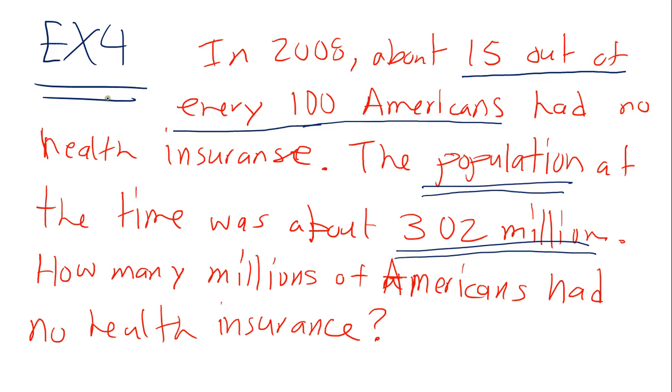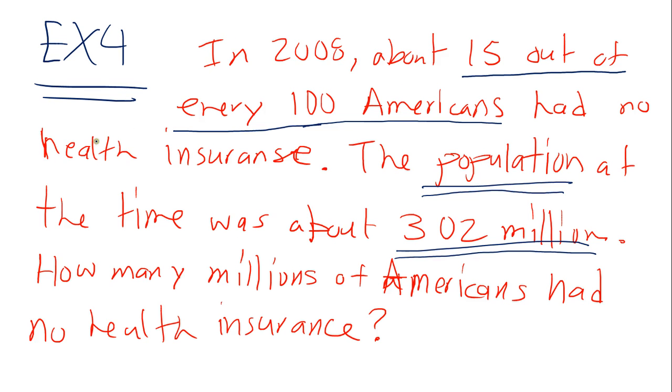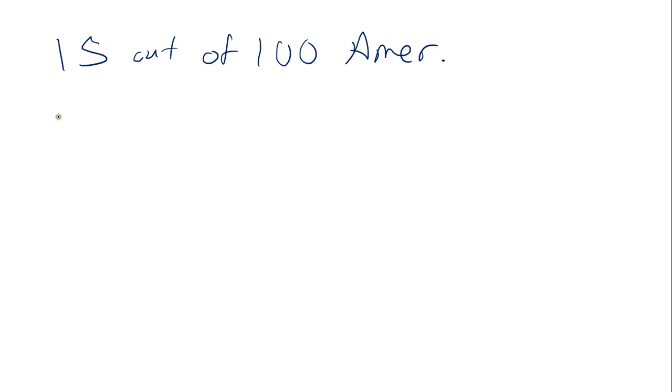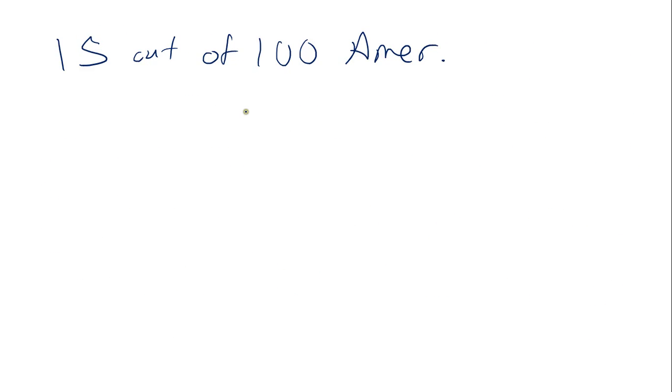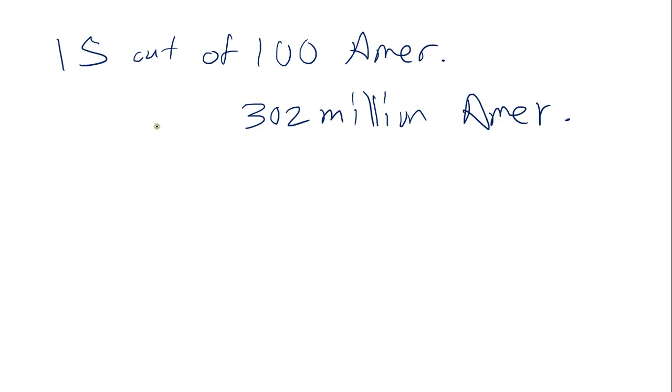All right, so I'm going to rewrite this. So 15 out of every 100 Americans have no insurance, and 302 million people. So of course, the population of America is going to be 302 million Americans. Now that we have this, we can see how this is going to be set up. So 15 out of 100.